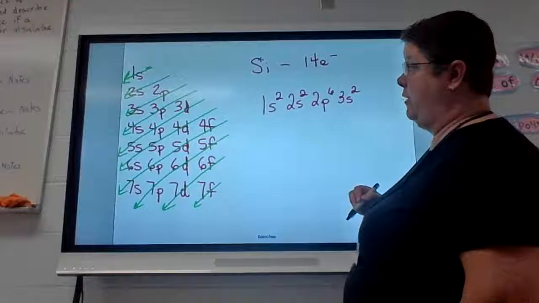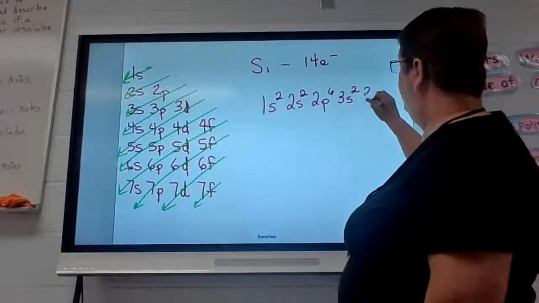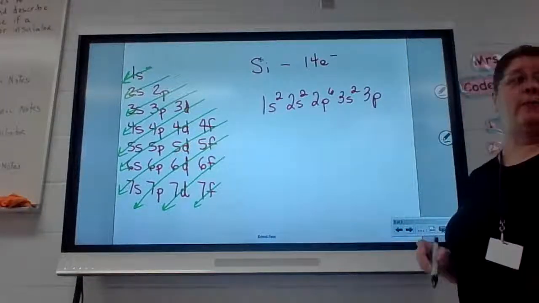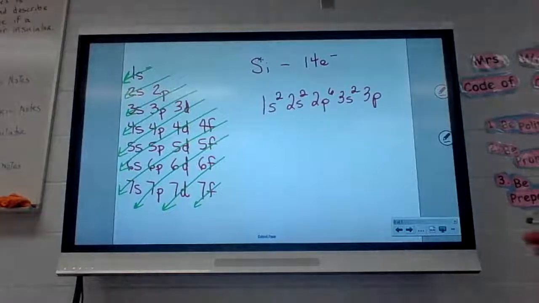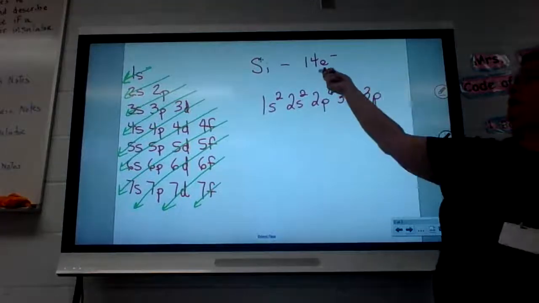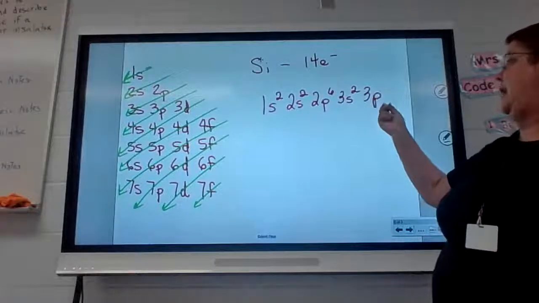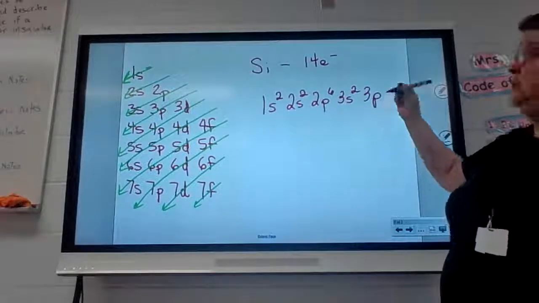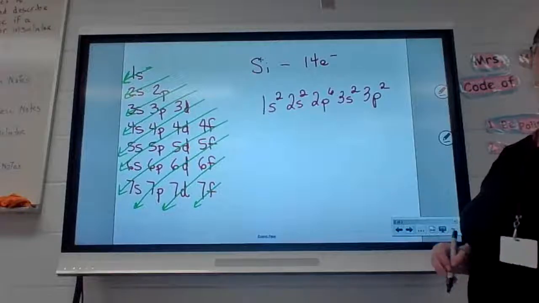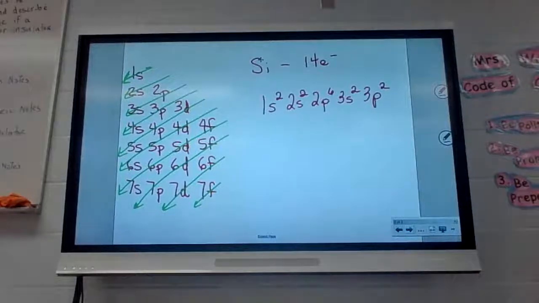After 3S, we have what? 3P. But if we put 3P and we put all 6, 12 plus 6 is 18. We don't want 18, we want what? 14. So 12 plus how many more will give us 14? 2. So we write 3P2 to get a total of 14. Okay?